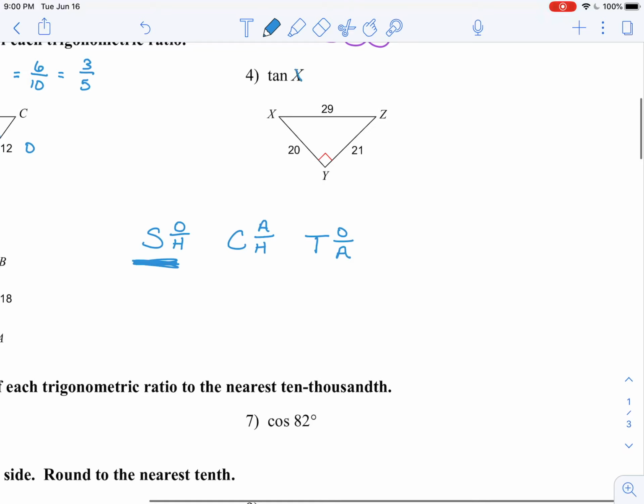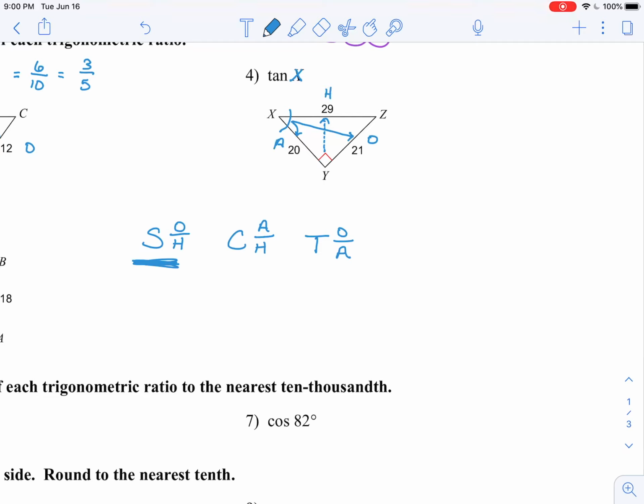So next I want the tangent of X. So again, it's telling me the angle to use, so I can label from here. I could say, well, that side is the opposite leg. The leg next to me is the adjacent leg. You'll notice I didn't label the 29 as the adjacent because it's the biggest side.